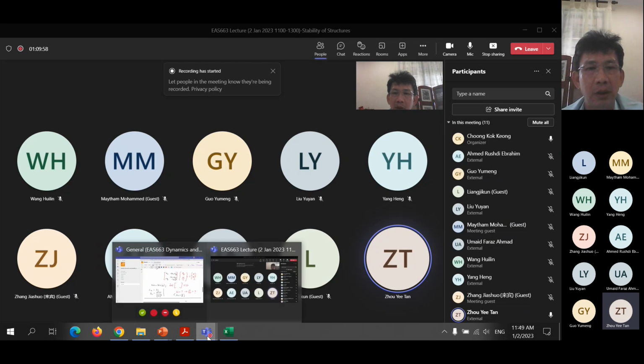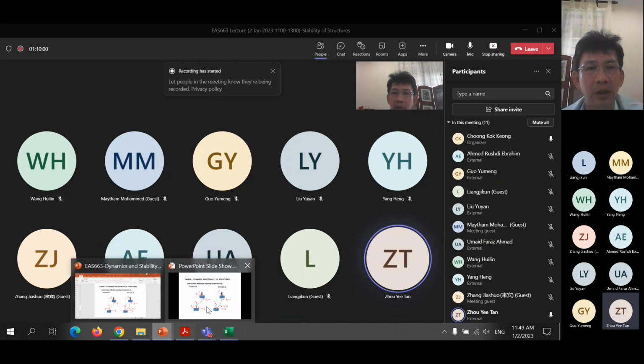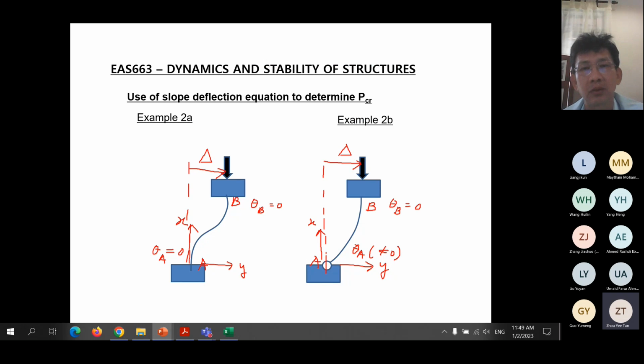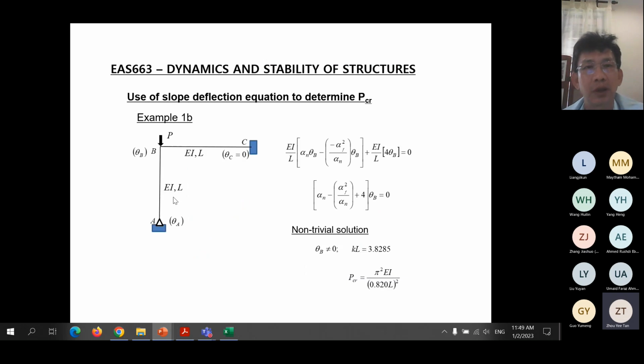Now, together with the slope deflection equation method, applying to the solving of cases where there is no relative end translation, I have already gone through with you how to apply slope deflection equations to determine P critical.